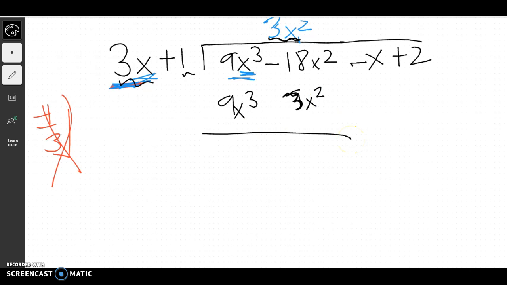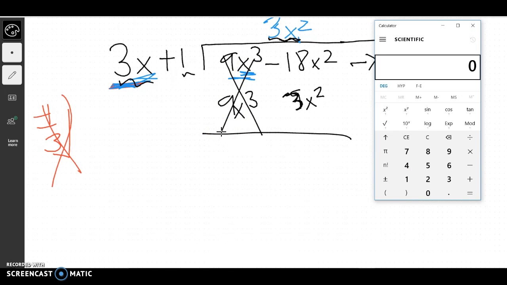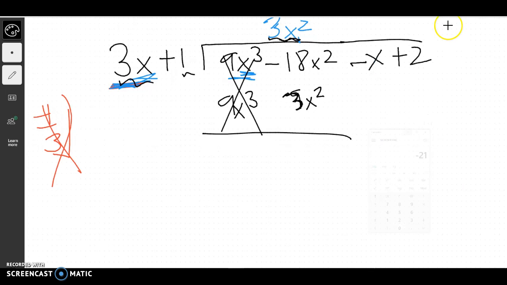Now what you do is you subtract the two numbers. Well, 9 minus 9 is 0, so those go away. Negative 18 minus 3. Well, let's pull up the calculator just real quick to make sure we do this right. So negative, whoops, that's 19. Minus 3 gives me negative 21. So this is going to be negative 21x squared. Let's bring down the negative x.